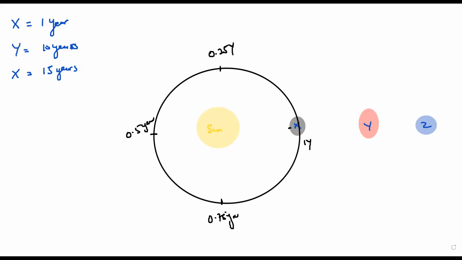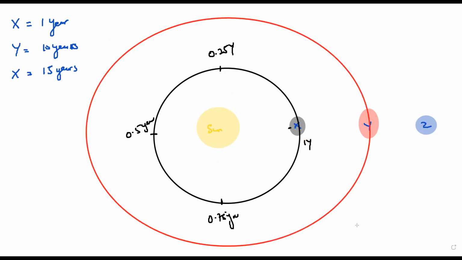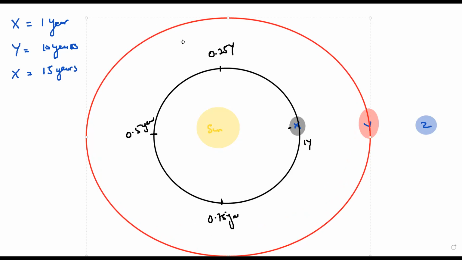But for planet Y, it is 10 years. So when we say planet Y's duration is 10 years, it means it takes 10 years to completely move around the sun. So how many years will pass when it has completed a quarter? If it is taking 10 years to completely move around, how many years will pass if it is completing a quarter of its motion?